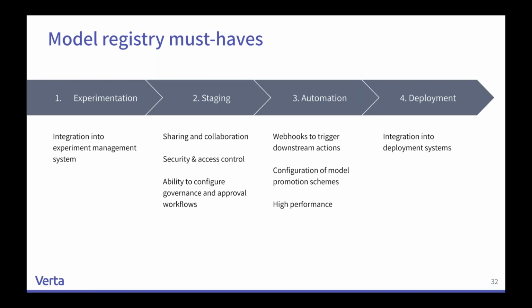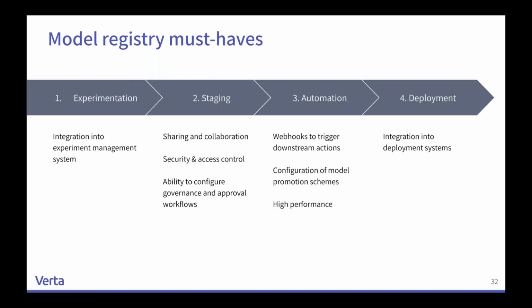Once a model is in the staging area, you want to enable sharing. You want to enable collaboration. If you are dealing with PII data, you want to be able to say which people on your team actually have access to the model, because there might be sensitive information in there. Here, we also want the ability to configure the governance and approval workflows that I talked about earlier, and having a very flexible way to specify who are the people who can actually promote models or approve models becomes crucial.